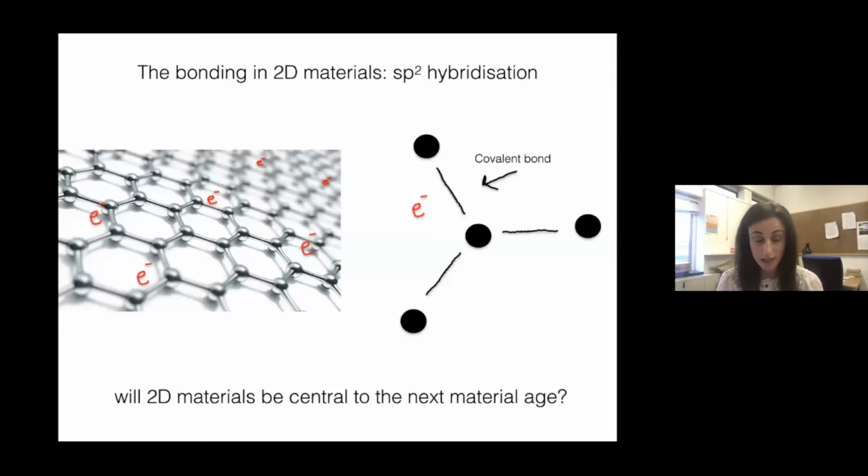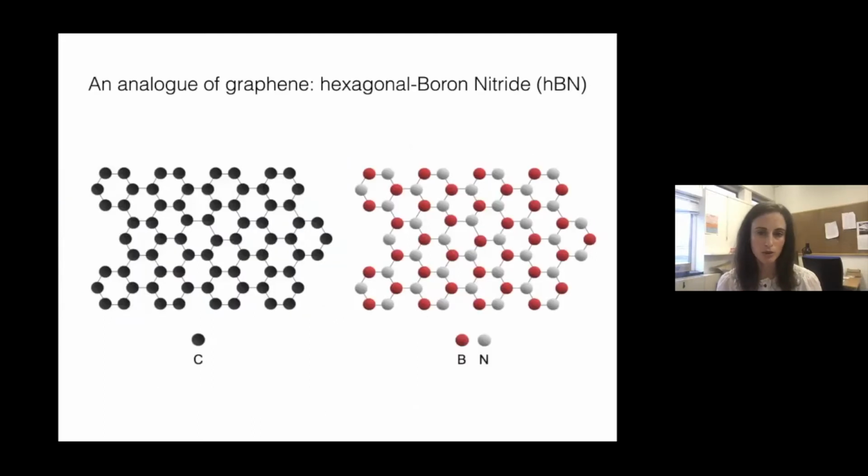And that may well be true, but I'm actually here to talk to you today about a different 2D material that I think also holds huge promise to be important in our lives. And this is an analog of graphene, and it's called hexagonal boron nitride, which is quite a mouthful. So I call it HBN for short. And what HBN is made up of is the 2 elements that neighbor carbon on the periodic table, boron and nitrogen. And these are bonded together via similar bonding in this hexagonal arrangement.